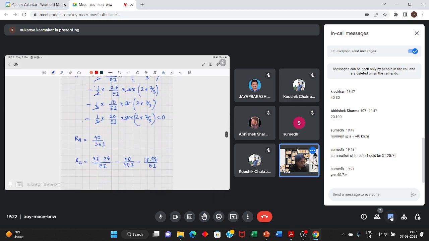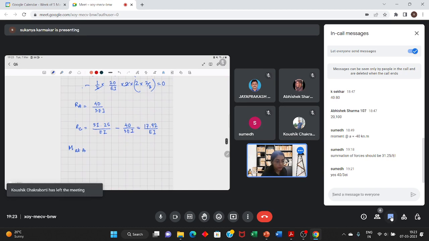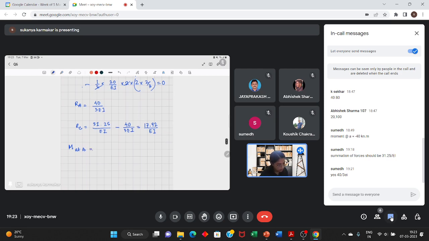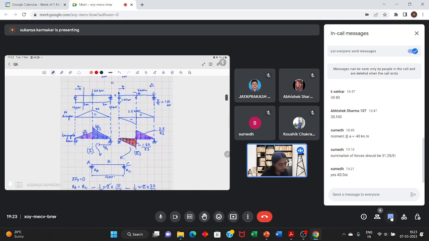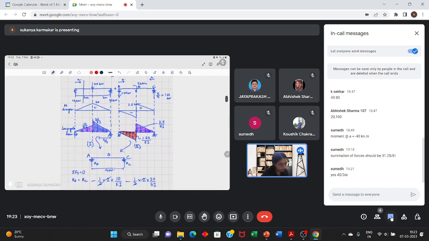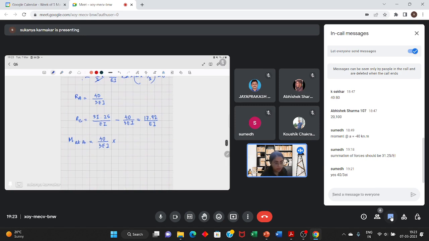So calculate moment at B. What will the value be? The reaction at RA is 40 by 3. So 40 by 3 EI into this being the structure. 40 by 3 EI is the reaction RA, and the point B is at a distance of 2 meters. So RA into 2. So 40 by 3 into 2, done.